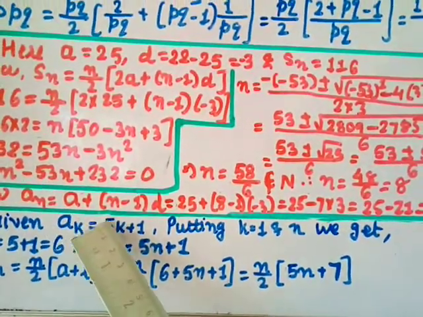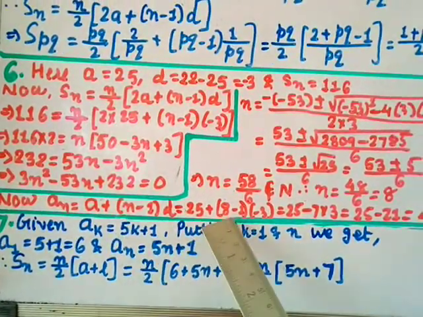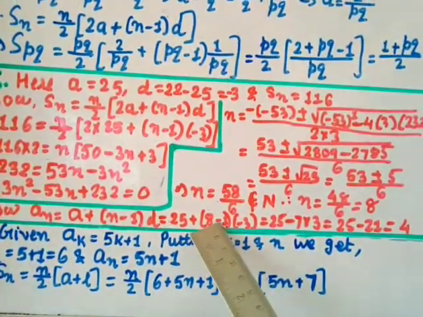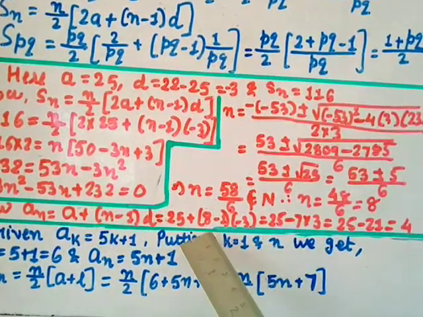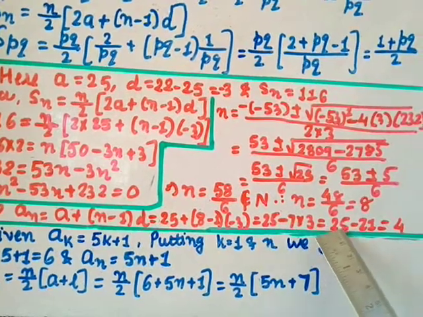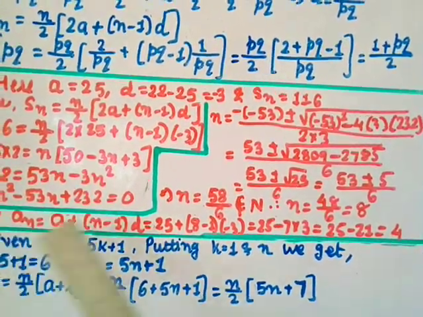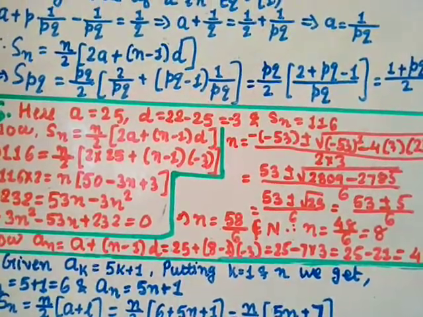Now an equal to a plus (n minus 1) into d, equal to, the a value is 25, the n value is 8, minus 1, because this 8 we have found, and n is 8. Okay, and into the d value, minus 3, equal to 25. 8 minus 1 is 7, 7 into minus 3, so minus 21, equal to 25 minus 21. This gives you 4. So an, or the last term, is 4. So that is the solution for question number 6.